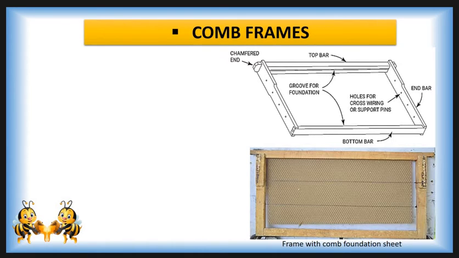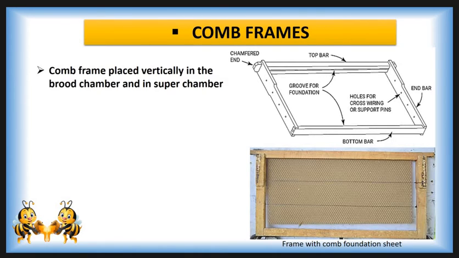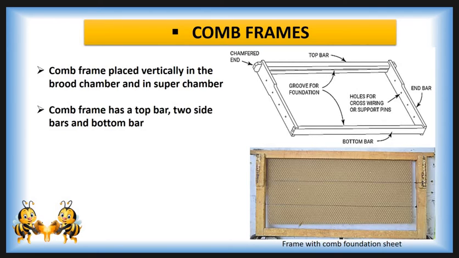Next, the comb frames. The comb frames are placed vertically in the brood chamber and in the super chamber. Comb frames have a top bar, two side bars and a bottom bar. See here, top bar, side bar and bottom bar. The top bar and bottom bar have a groove for fixing the comb foundation sheet. See here, the top bar having a groove and the bottom bar having a groove for fixing the comb foundation sheet.